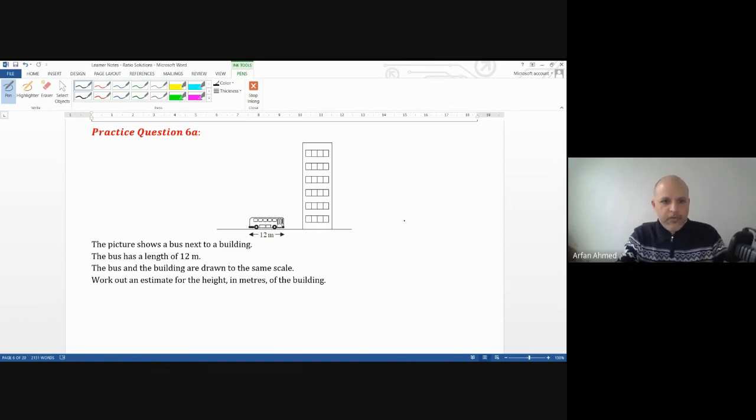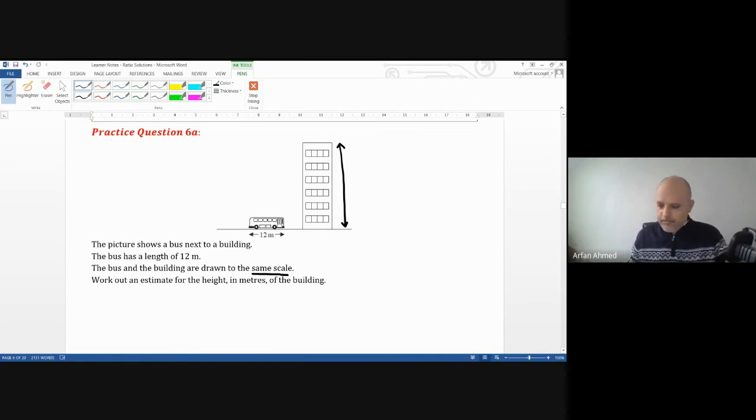So, practice question 6A. The picture shows a bus next to a building. The bus has a length of 12 meters. The bus and the building are drawn to the same scale. There's your clue right there. Work out an estimate for the height in meters of the building. Right, so in this case, just be careful. It's asking for the height of the building. So we need, obviously, the length from there to there in real life. But we're going to have to use this as a scale.